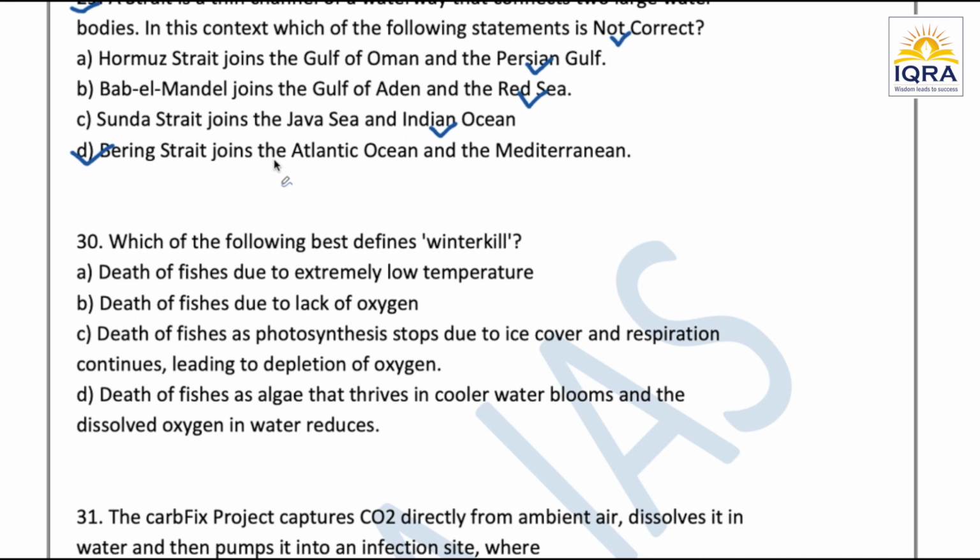Option D is the right answer of this question as this is not the correct statement because Bering Strait जो है, it link Arctic Ocean with Bering Sea and it separates Russia and US, right? It does not join Atlantic Ocean and the Mediterranean, right? So जितने भी ये straits हैं ना, you must sit and memorize them. There could be a direct probable question in your exam from here. Right, so this topic in itself is very important for you to remember.